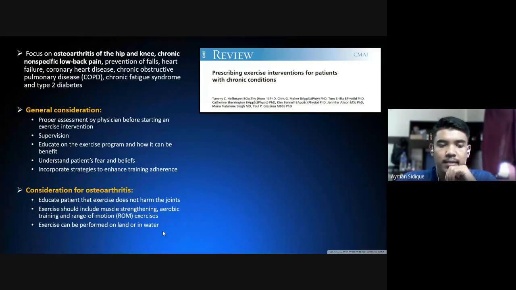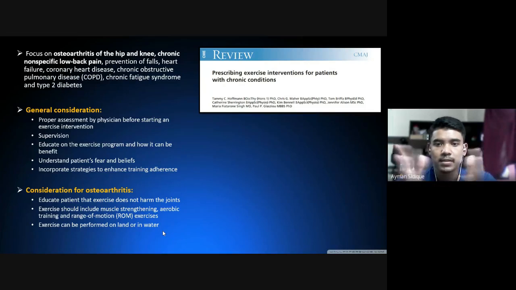Next, they outlined some considerations when prescribing exercise to osteoarthritis patients. First of all, they need to educate the patient that exercise does not harm their joints. Secondly, exercise should include muscle strengthening, aerobic training, as well as range of motion exercises. And these exercises can be performed whether on land or in water, it doesn't matter.